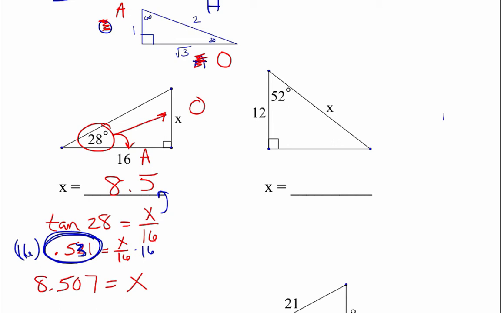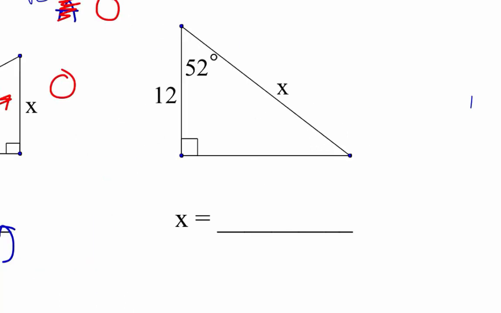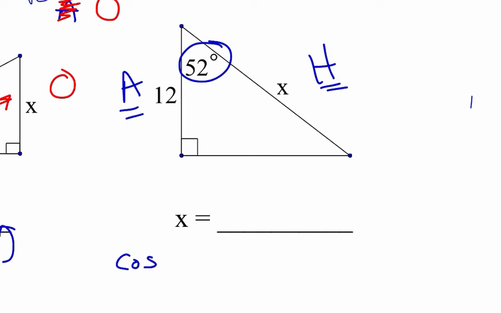So let's do another example. On the next example, again, I have a 52-degree angle. The x that I want to find is the hypotenuse, and 12 is the adjacent side next to that 52-degree angle. So if I just use the two parts, the adjacent side and hypotenuse, that would be a cosine relationship. So the cosine of that 52-degree angle is going to equal the adjacent side 12 over the hypotenuse of x.